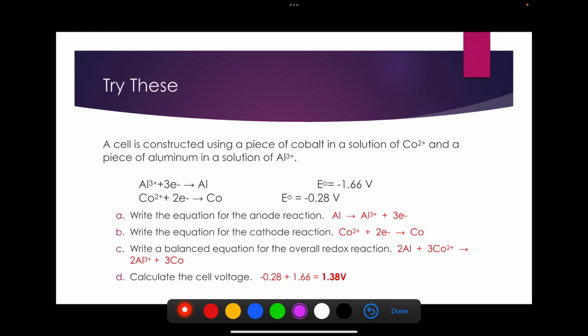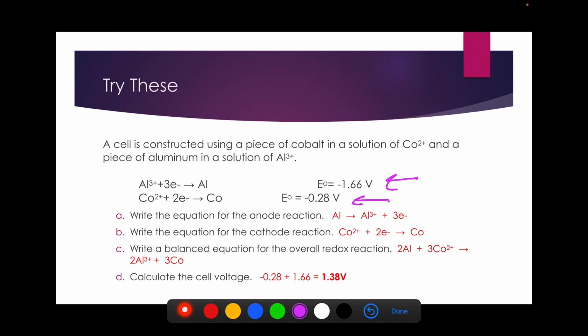Welcome back. Here's what you should have gotten. First, I used reduction potentials to determine that aluminum would get oxidized and act as the anode, and cobalt would get reduced and act as the cathode. This is based on their reduction potentials. This is an interesting example because both reduction potentials are negative. However, aluminum's is more negative, making it less likely to get reduced and more likely to get oxidized.